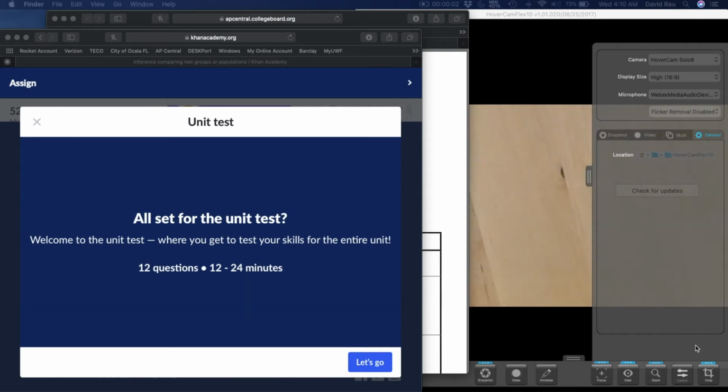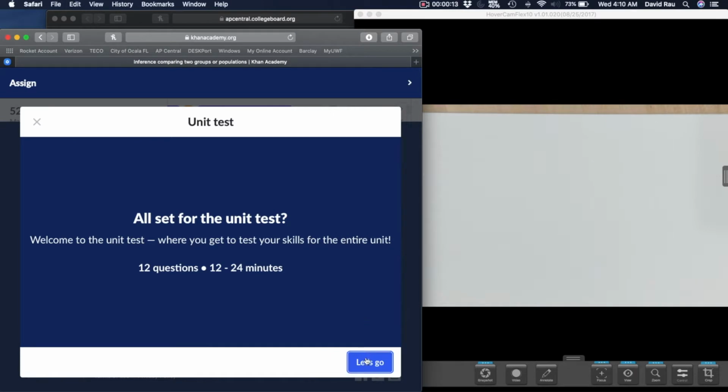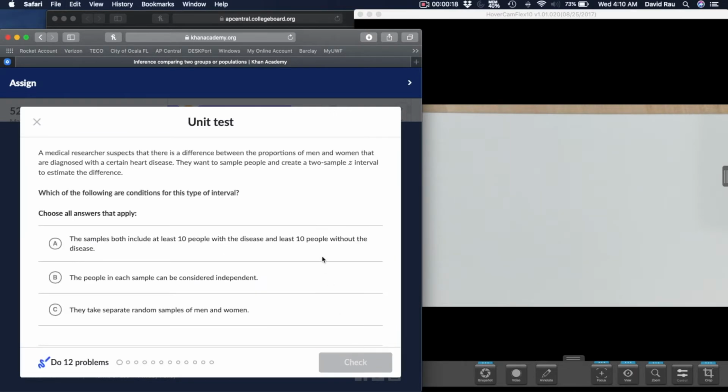Alright everyone, it is our last unit video guide, so it's kind of exciting. We'll get started on those FRQs afterwards. But here we go. So comparing two populations or groups, that is the goal.